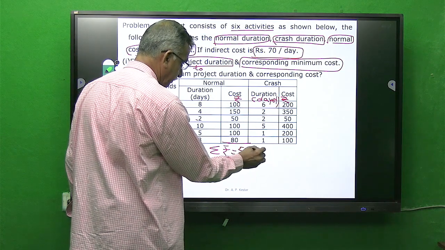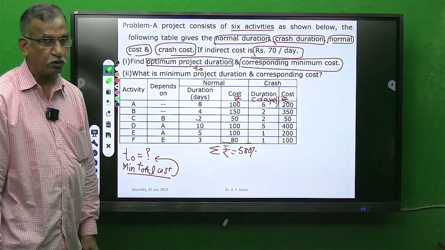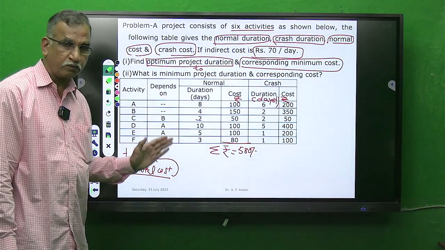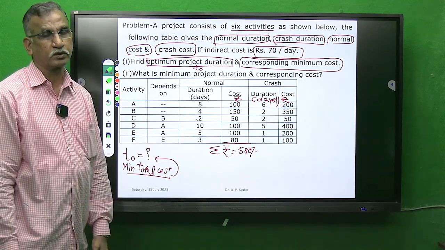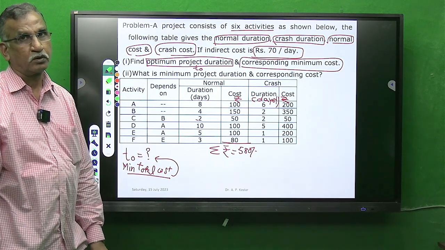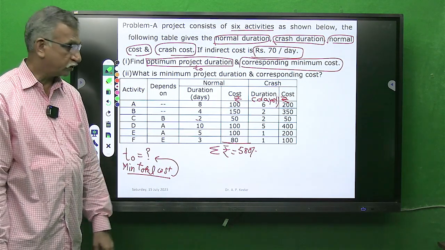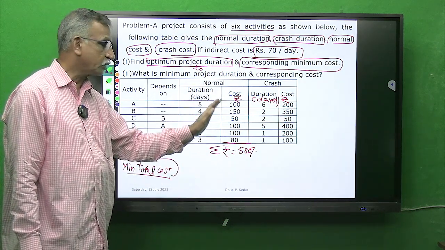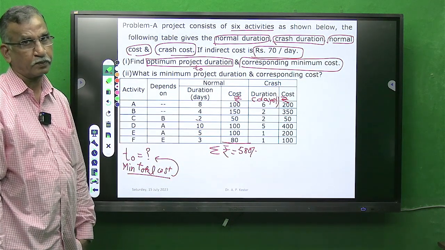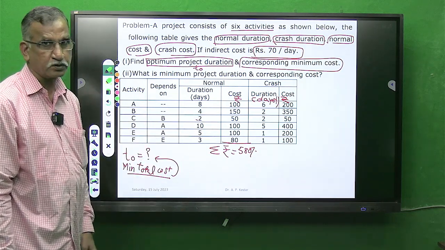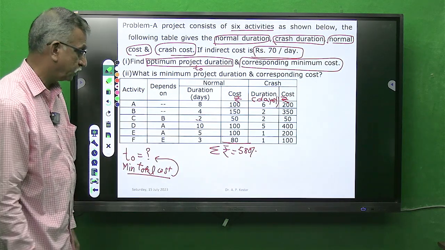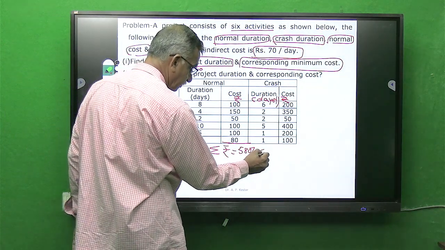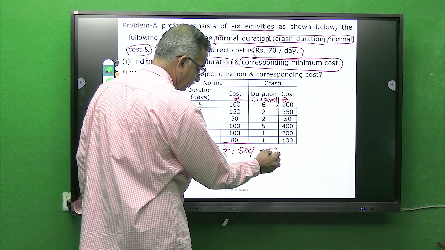This is the very first step that we have to do when we start analyzing any project for cost time trade-off analysis. What is to be done? Summation of the column of cost under normal cost. So 580 rupees is the direct cost. This indicates to you the direct cost.